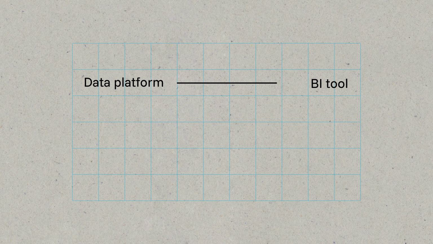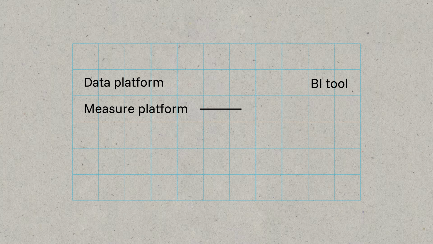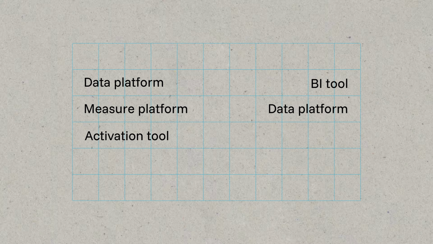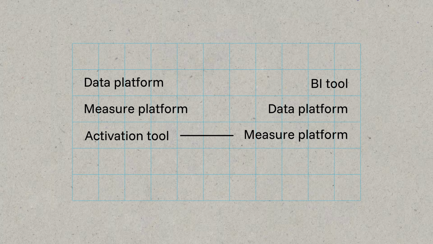Choose tools that integrate. Your data platform should export to your BI tool. Your measurement platform should connect to your data platform. Your activation tools should receive data from your measurement platform. Disconnected tools create new silos. You're back where you started.